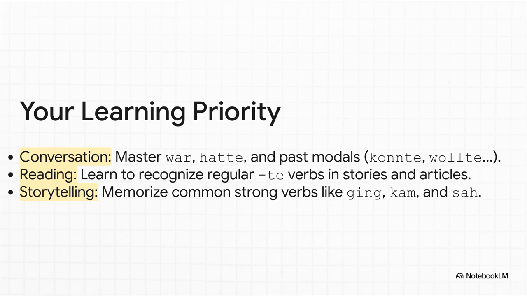Priority number 1 for speaking German every day is to absolutely master war, hatte, and the past tense modals like konnte and wollte. Seriously, these are non-negotiable. Then, priority number 2, which is going to help you with reading, is to just learn to recognize those te verbs. You don't have to use them perfectly at first, just spot them. And finally, priority 3, for when you want to become a really great storyteller, is to slowly start memorizing the most common strong verbs, like ging, kam, and sah.